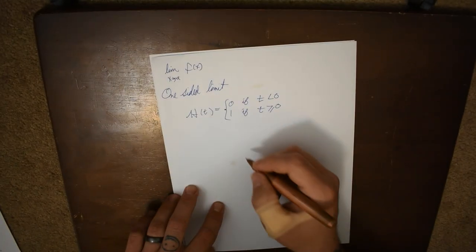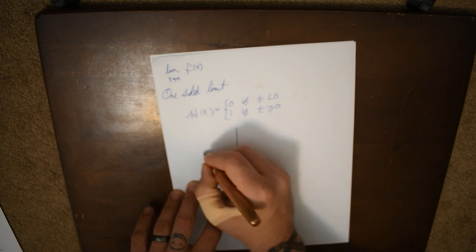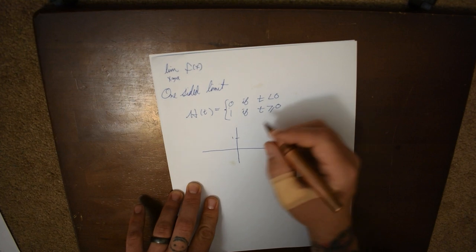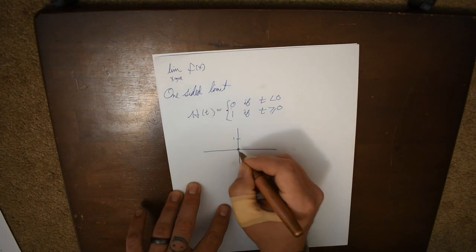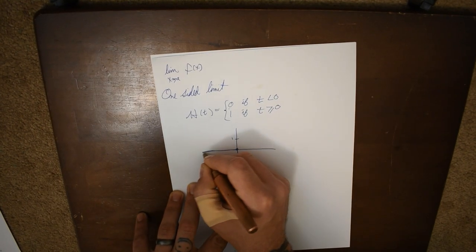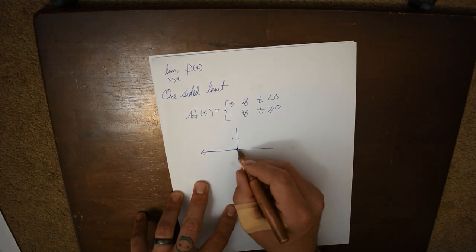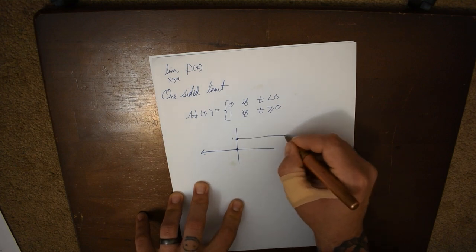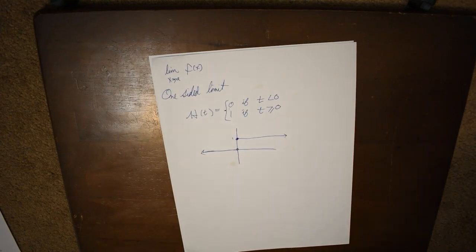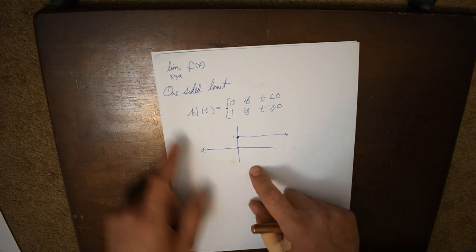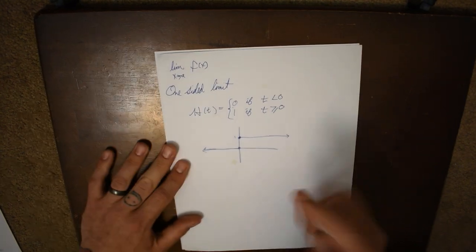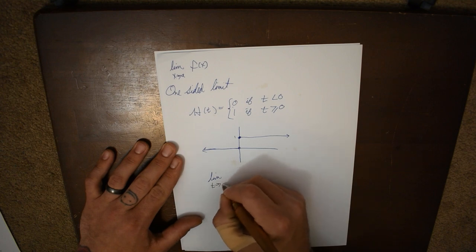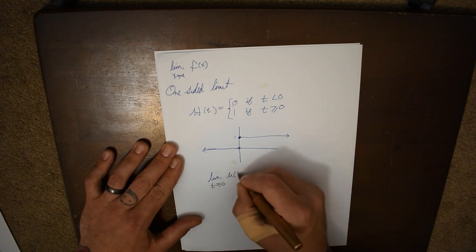And now if we draw this thing, we'll say here's 1. We know we're 0 for every value to the left of 0, and we're 1 for every value to the right. So now, in this case, we're going to talk about the limit as t approaches 0 of h of t.